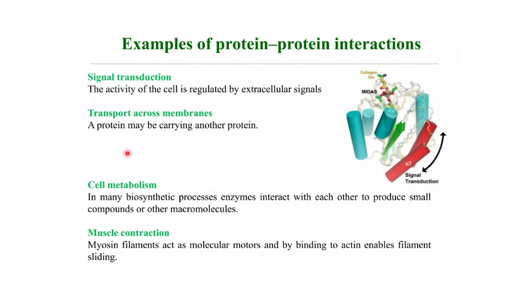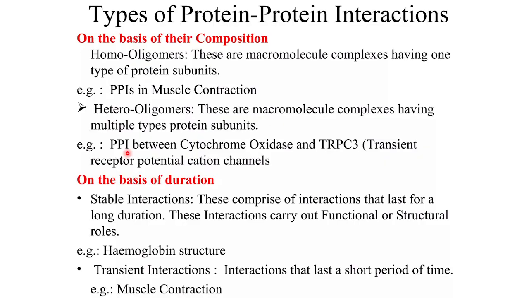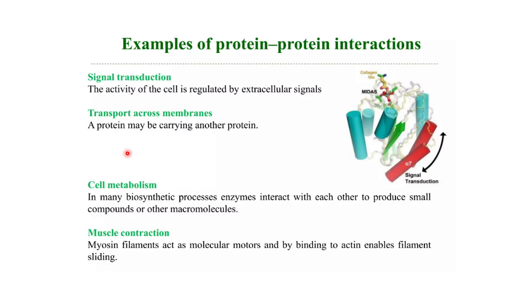So there are four examples of protein-protein interactions. These are the functions of protein-protein interactions: one is signal transduction, then you have transport across membranes, then you have cell metabolism, and lastly muscle contraction.